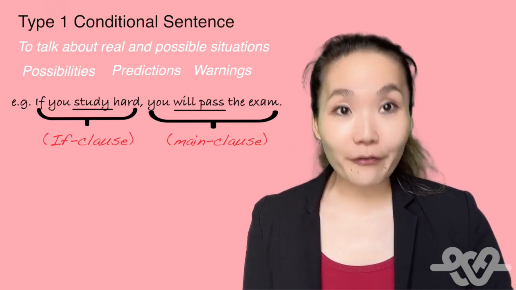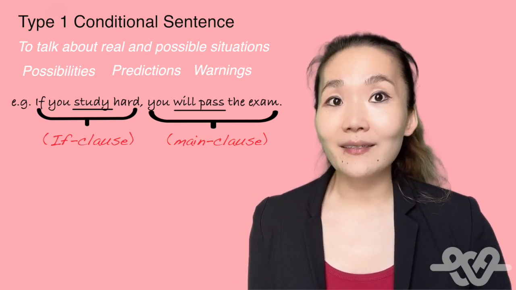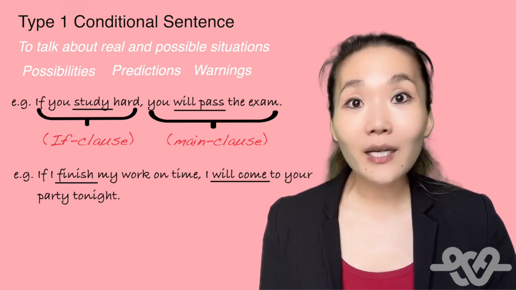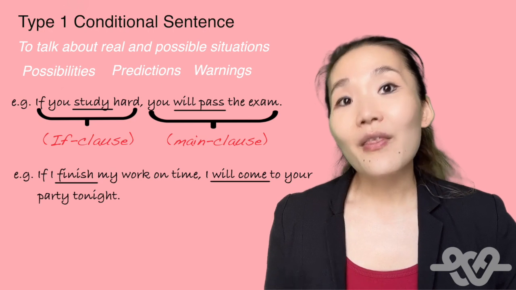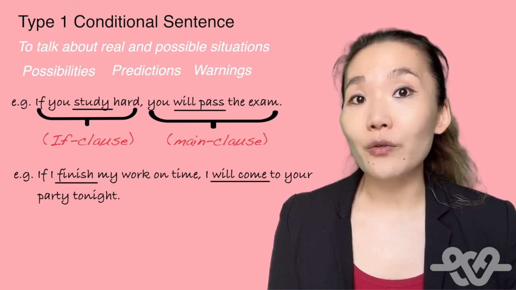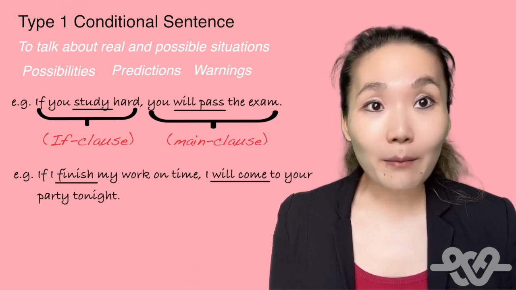Imagine you're going to a friend's birthday party tonight, but you're not sure if you can make it. You could say, if I finish my work on time, I will come to your party tonight. This means that if you complete your work on time, you will go to the party. But if you don't finish your work on time, you won't be able to attend.